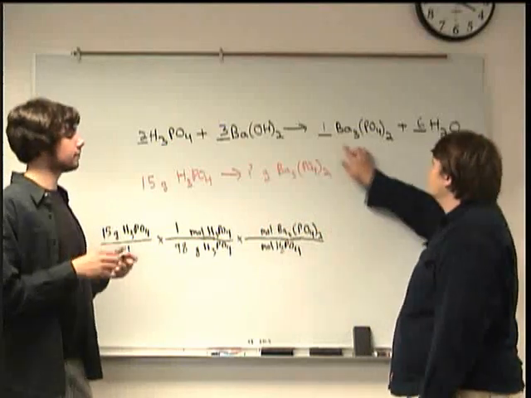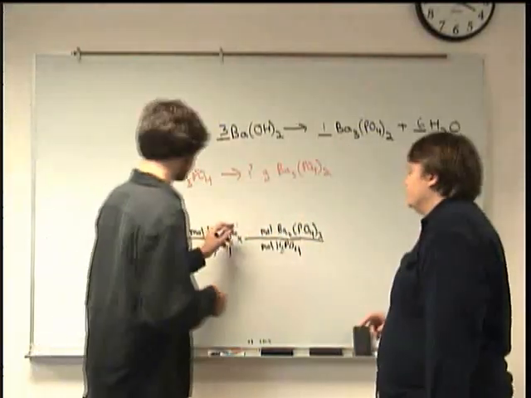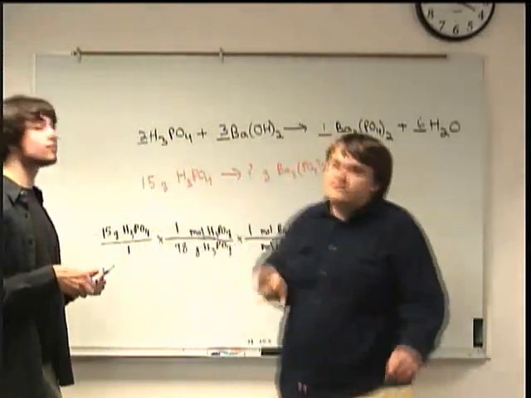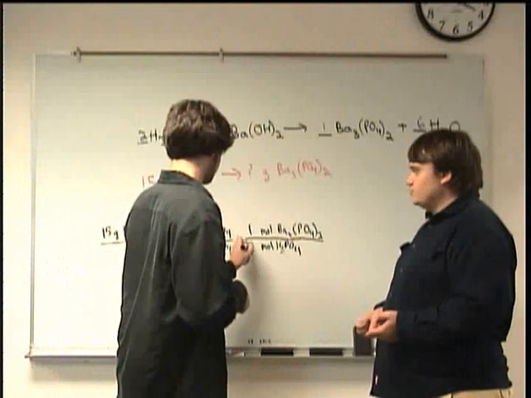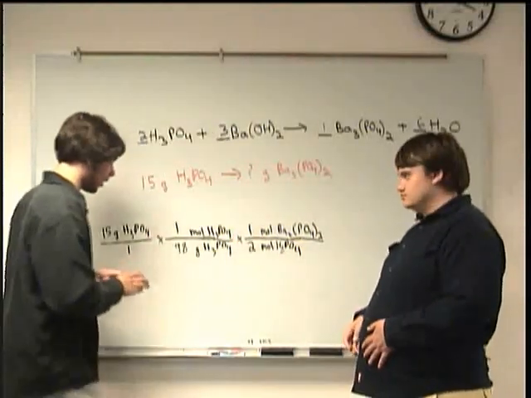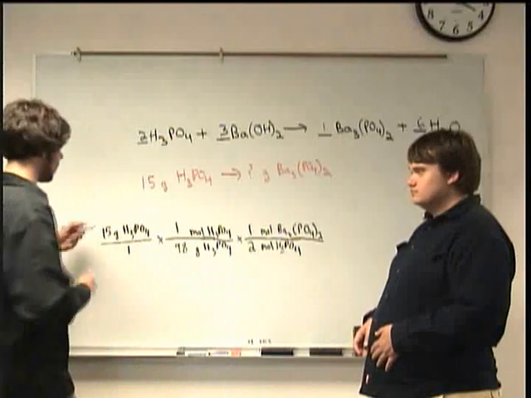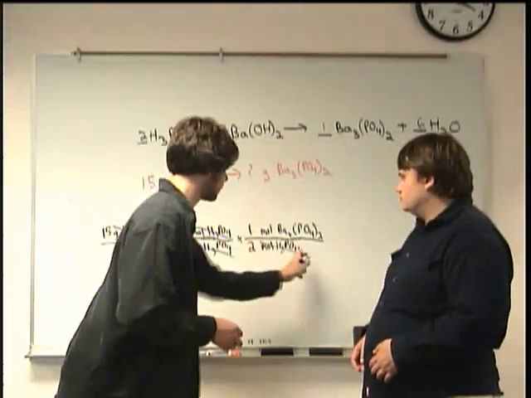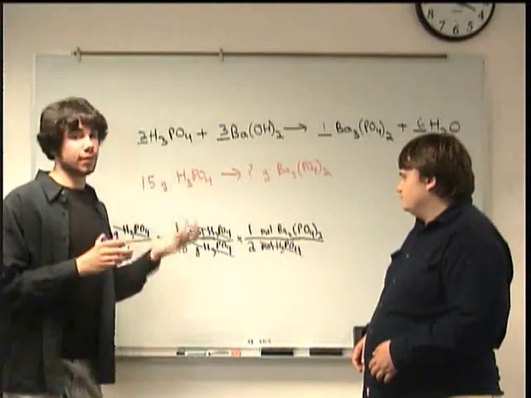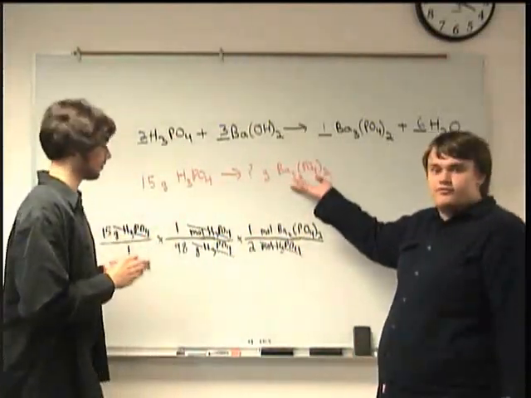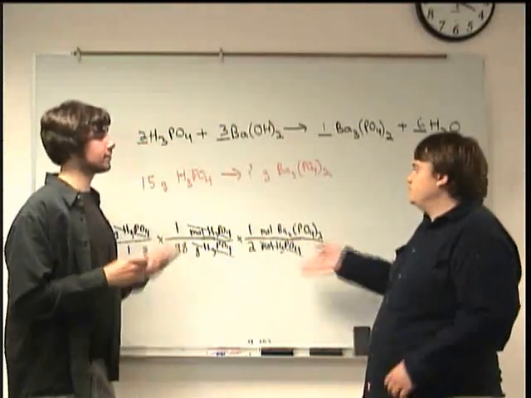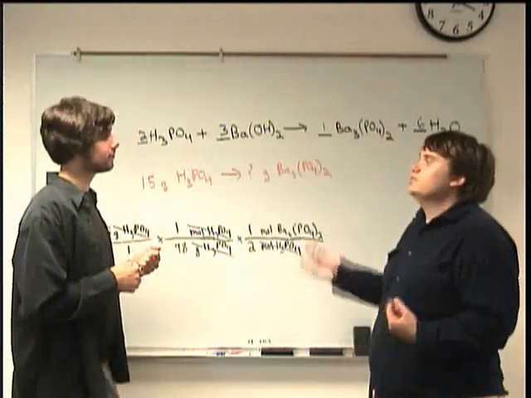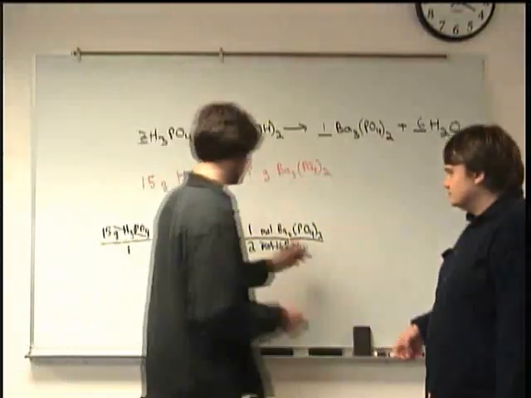Barium phosphate. There's a 1 there, so it would be 1 mole of barium phosphate to 2 moles of phosphoric acid. Precisely. So let's see what we have canceled out so far. We got rid of grams of phosphoric acid, and we've got rid of moles of phosphoric acid. So now we're in terms of moles of the salt. But we want grams of salt, right? Yes. We now have moles, so we're just going to convert it to grams of the salt using the molar mass of that.